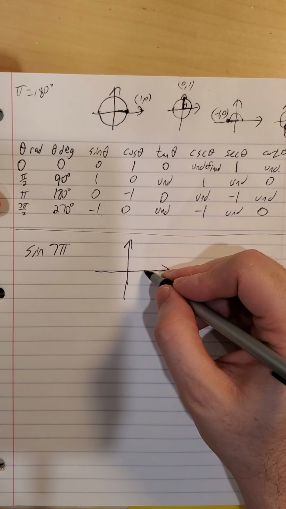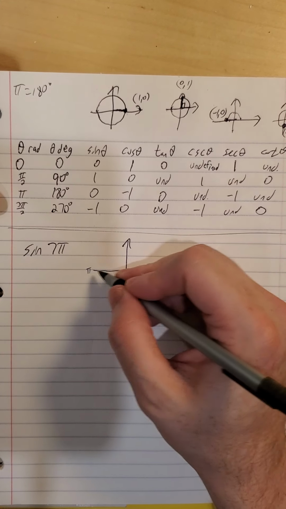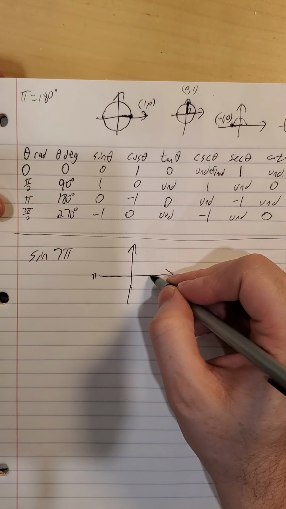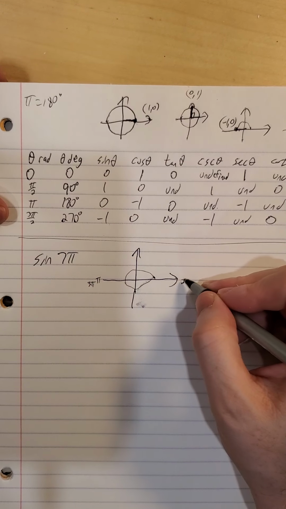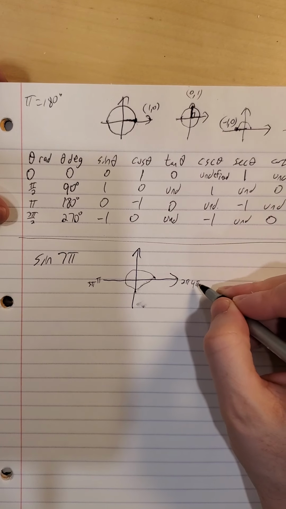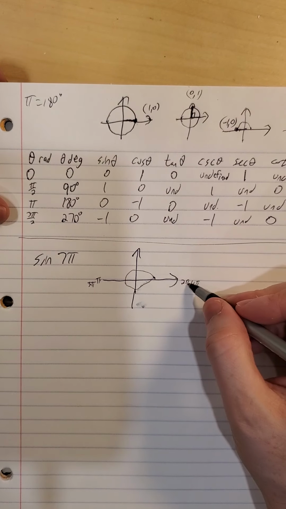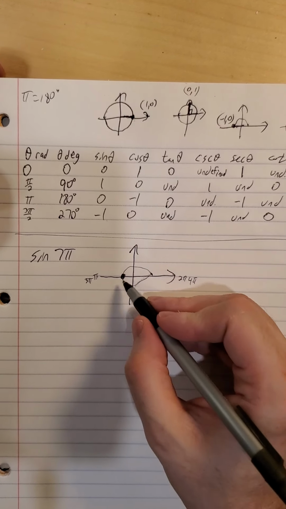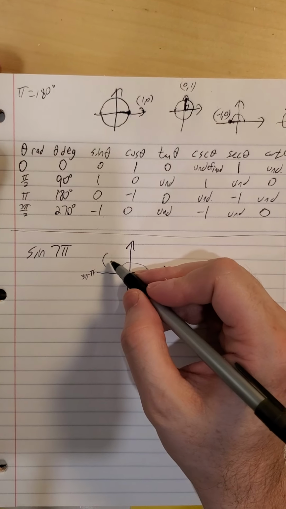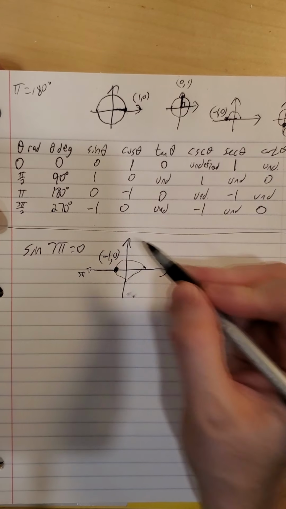Well, remember, pi is halfway around, so here is 1 pi. Back around to the beginning, now we're at 2 pi. Back around here, now we're at 3 pi. Back around again, 4 pi. 5 pi, 6 pi, 7 pi takes us back here. So the coordinates of that on the unit circle, -1 and 0. Sine is the y coordinate, so sine of 7 pi is 0.